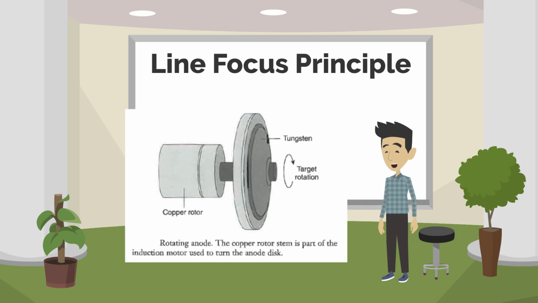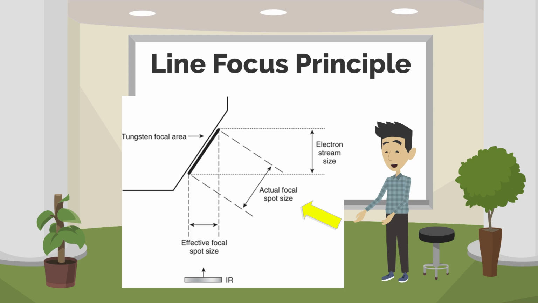An induction motor is used to rotate the anode. Because this motor is sealed inside the X-ray tube, it works through electromagnetic induction, similar to a transformer. The term actual focal spot refers to the area on the target surface that is struck by the electron stream. The effective focal spot refers to the vertical projection of the actual focal spot onto the patient and image receptor.